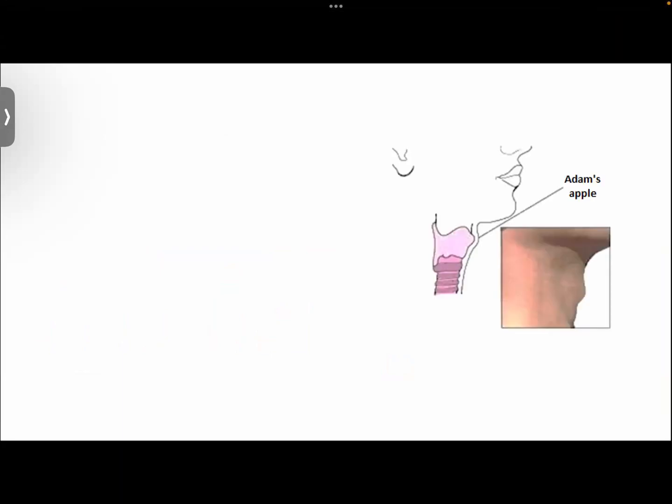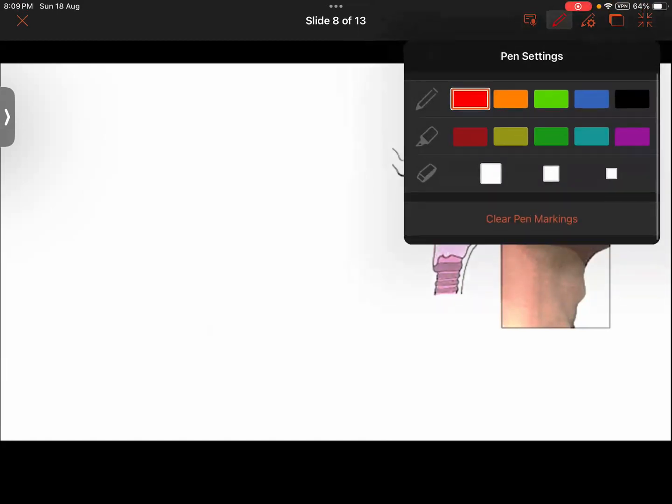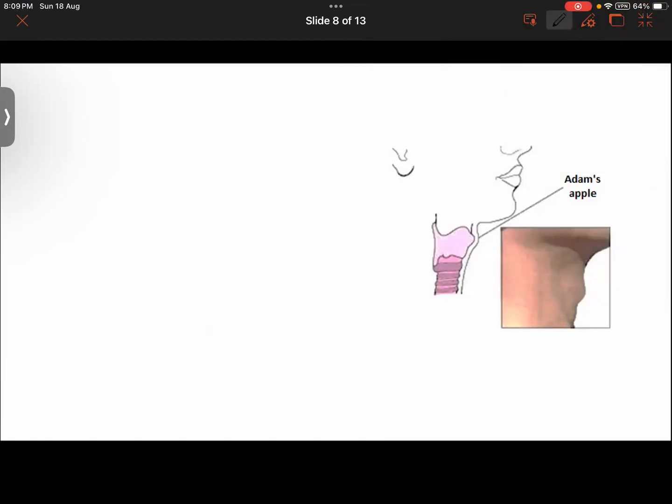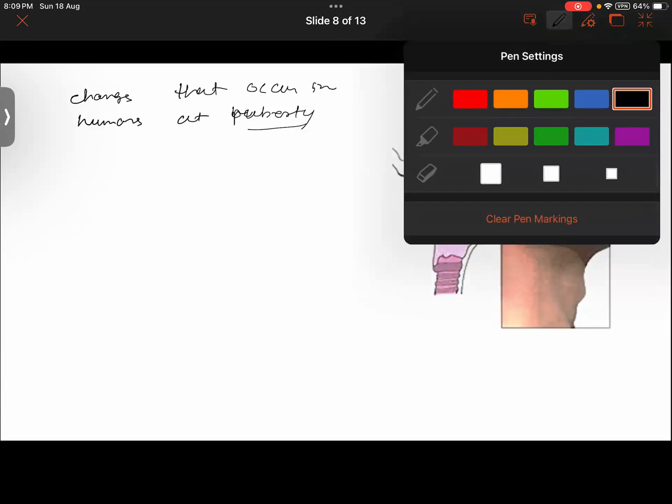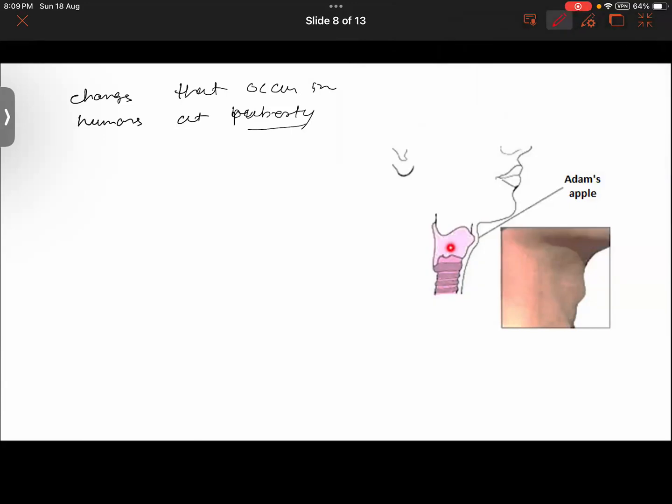Furthermore, if we talk about the different changes that occur in humans at puberty, one of the most common changes that we observe is the growth of the Adam's apple.